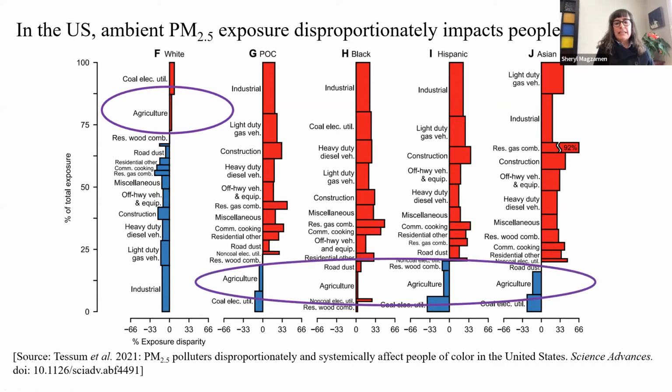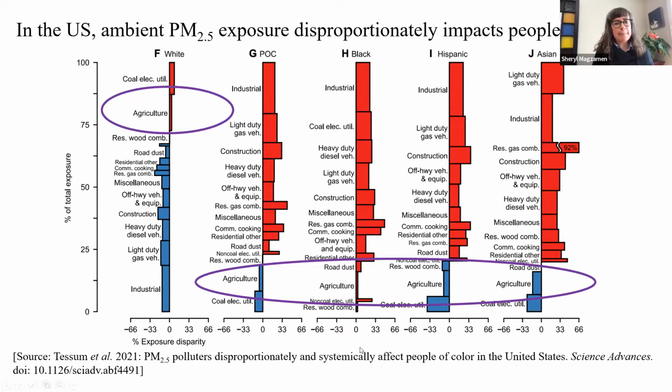Perfect. So we see here that Black communities actually have a slightly higher disparity in exposure from agricultural smoke, while other communities of color have lower exposure to agricultural smoke. So really what this slide is highlighting is that disparities in exposure to PM 2.5 is not just an urban problem, but a problem in agricultural communities as well.